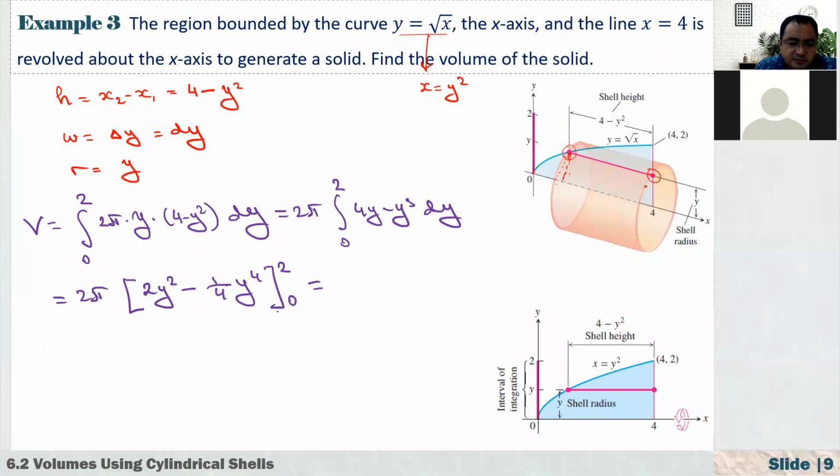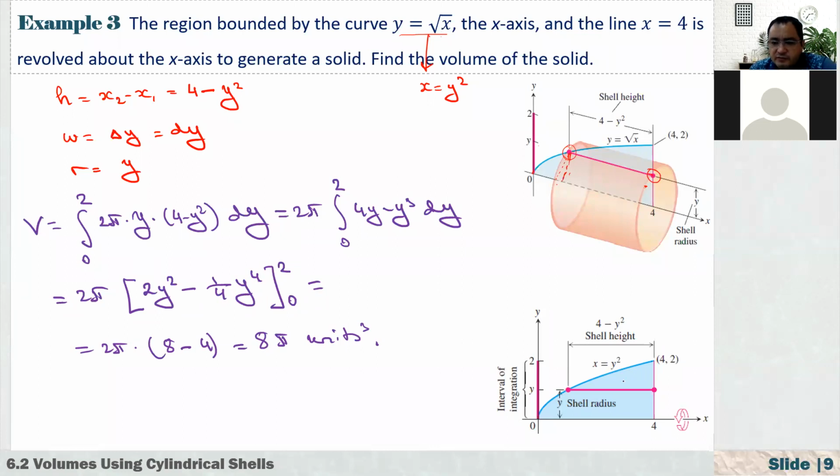So when it is 0, it is 0 because every term contains y. When it is 2, here we have 2 times 4, that's equal to 8, minus 2 to the power of 4, it is 16, 16 divided by 4, that's equal to 4. So it is equal to 8 pi units cubed. Okay.